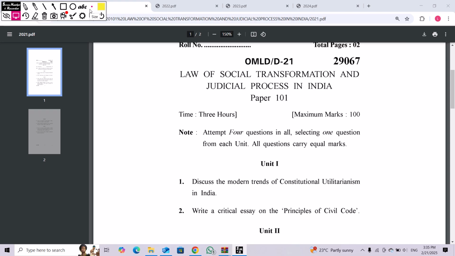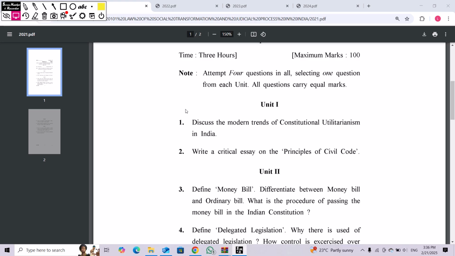Today I am going to discuss the PYQ of the LLM first semester paper, and the subject is the Law of Social Transformation and Judicial Process in India. Unit 1 is: discuss the modern trends of constitutional utilitarianism in India. Question number two is: write a critical essay on the principles of civil code. Unit 2 is: define money bill, differentiate between money bill and ordinary bill. What is the procedure of passing the money bill in the Indian Constitution?